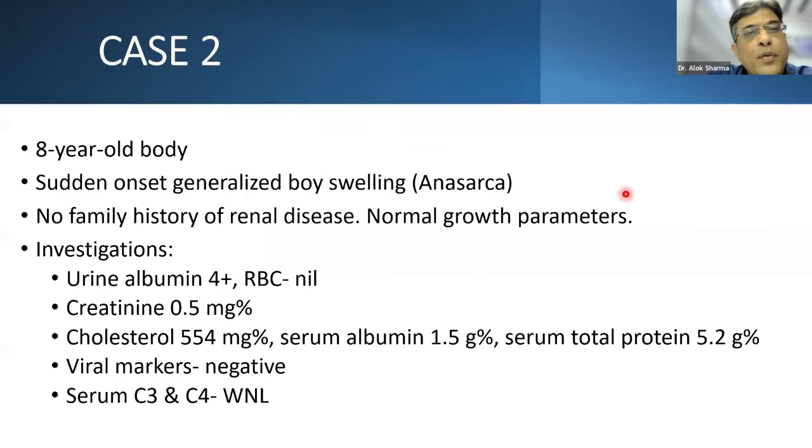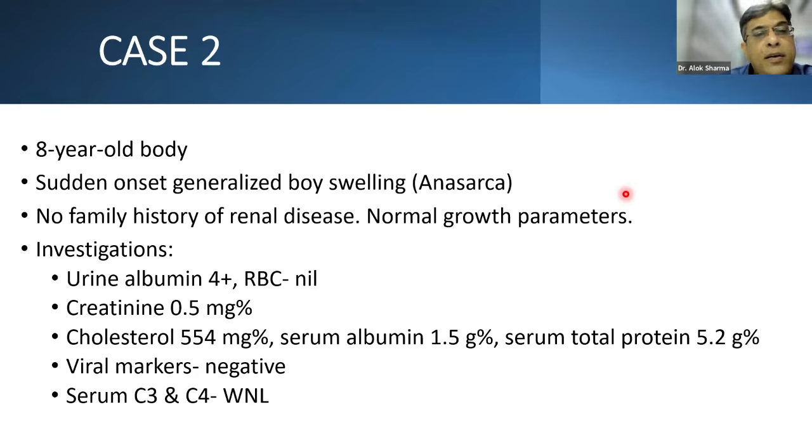So this is it. So we go to the second case now. It is very similar. I've intentionally kept these cases together to highlight the differences your analytical process can have on the outcome. So this was, again, now this is a smaller boy, an 8-year-old boy. And now he's having a sudden onset generalized body swelling. So we call it anasarca, diffuse body swelling.